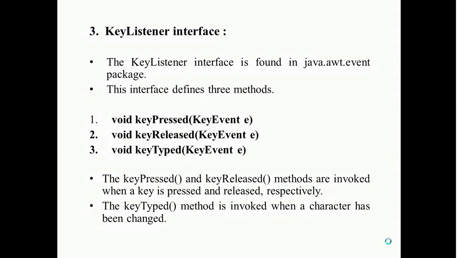The key listener interface defines events such as key pressed, key released, and key typed. These three methods are useful for key press, key release, and when you type some characters. The keyPressed and keyReleased methods are invoked when a key is pressed and released, and the keyTyped method is invoked when a character has been typed.